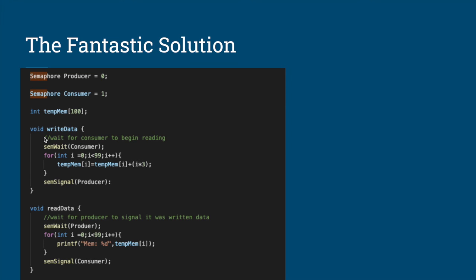This way, only one is writing, only one is reading. Since one is waiting on the consumer semaphore resource to become available, and the other one is waiting on the producer resource to become available. When the consumer resource is available, that means the consumer is ready to begin reading. That means we can start writing. When the producer resource is available, that means we're done writing, and now we can start reading. So this is how the process works in between the two.